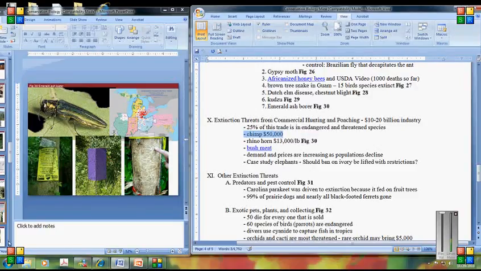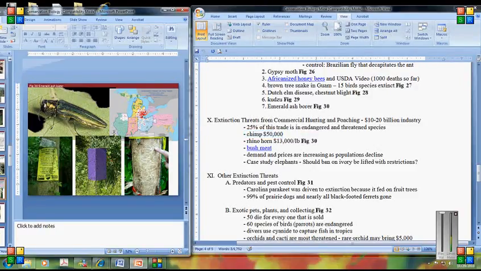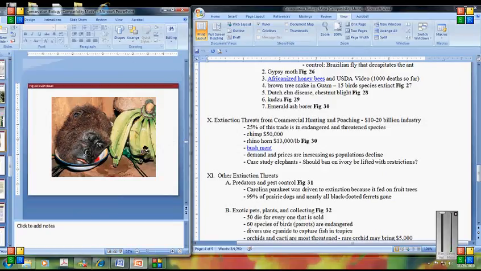Bushmeat is wild animals killed for their meat, and unfortunately, even in parts of Africa, gorillas and chimpanzees are still hunted for their meat, and this is obviously a problem.